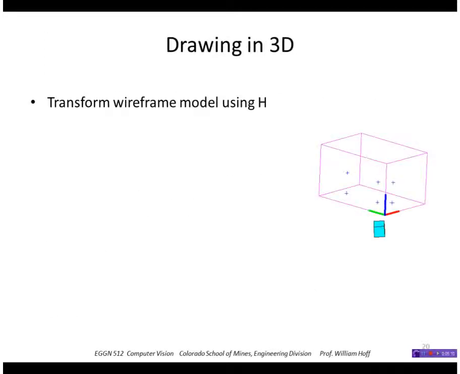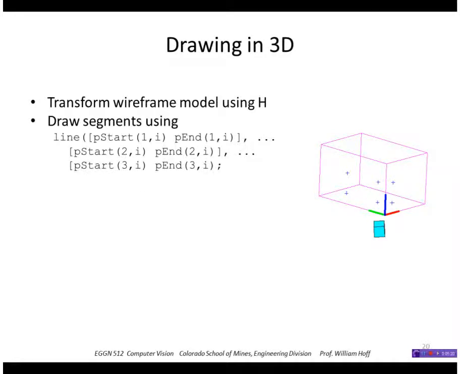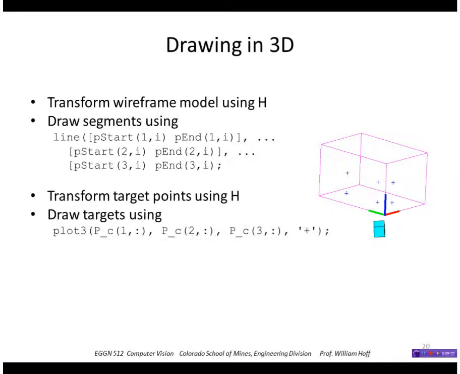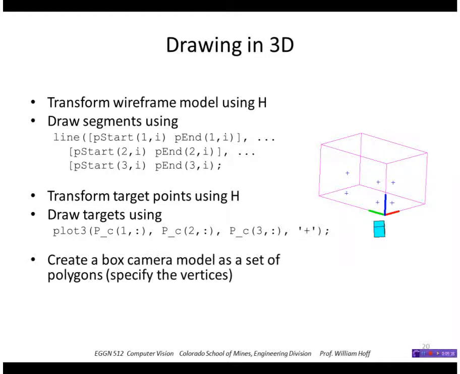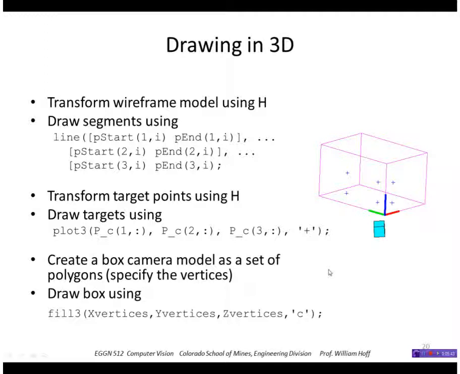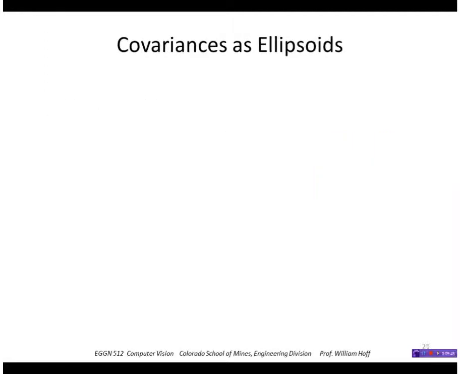This shows just a way we can visualize the scene of that box and the uncertainty. We'll be drawing a wireframe model of the box and transforming it according to the pose that was found, and drawing this little solid box for the camera using MATLAB's fill3 function. But then we want to draw the uncertainty here.